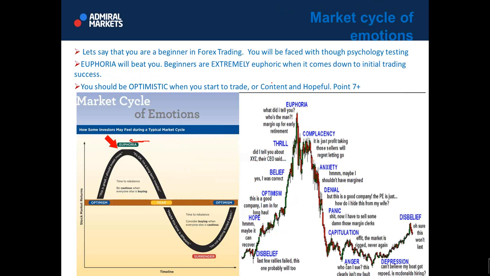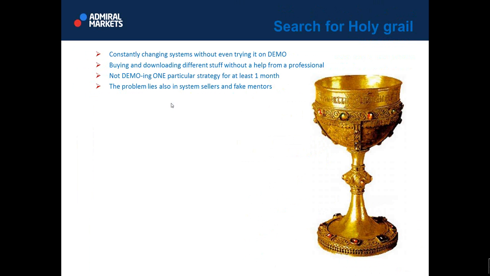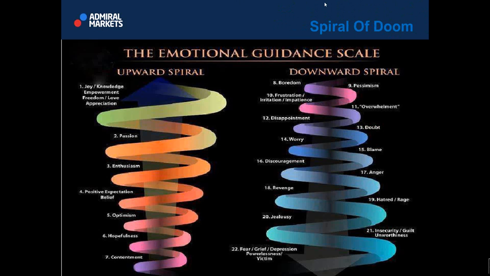You should always start from optimistic, not from euphoric, or content and hopeful. These are all stages which you will be going through during your years of trading. And one thing is for sure, there is an upward and downward spiral.